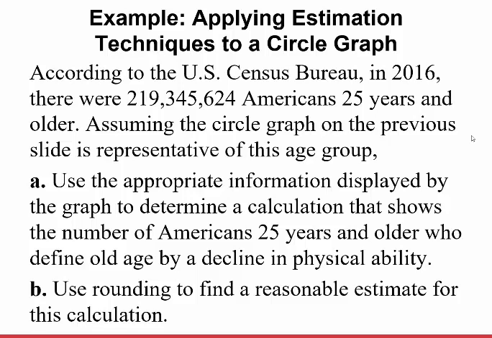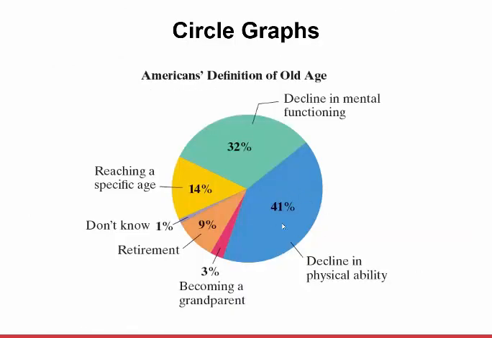And then let's use rounding to find a reasonable estimate of this calculation. All right, so here's how we're going to do it. We know the total number of Americans 25 years or older. Looking back, we know that roughly 41% of Americans say old age happens when there's a decline in physical ability.